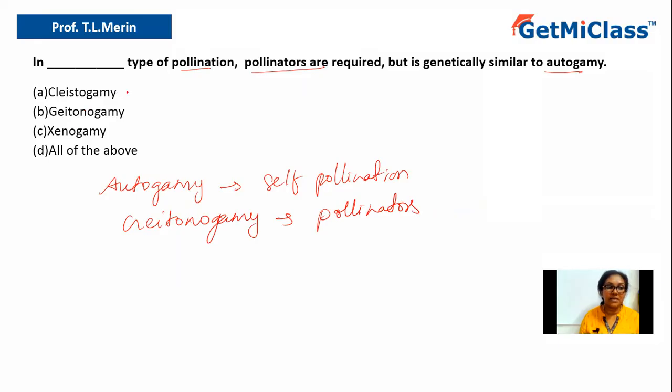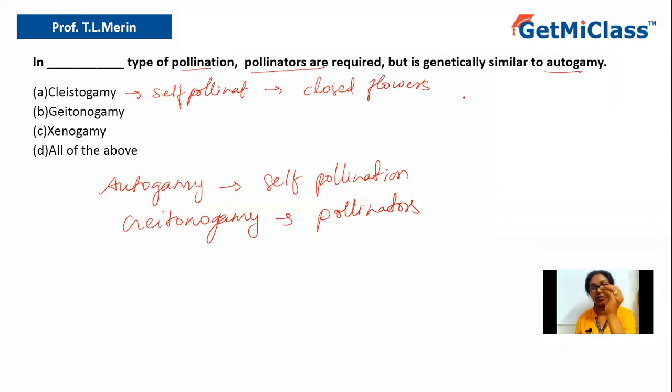Now option A says Cleistogamy. Cleistogamy is nothing but where autogamy occurs, that is self-pollination, but in closed flowers. Since it is closed flowers, you don't need pollinators because the flowers are totally closed. So the anthers of the same flower will pollinate the stigma of the same flower. So that is a type of autogamy only.